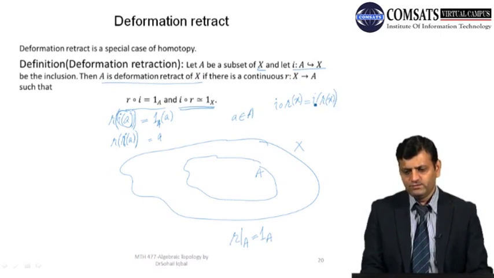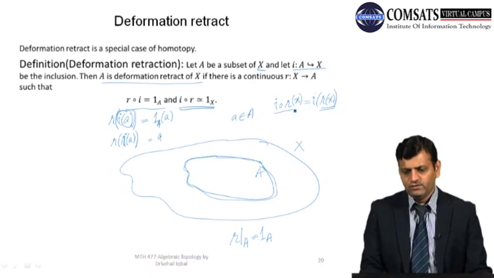So this I is just making sure that we are embedding A into X. In other words, we are regarding A as points of X. So R of X is a point of A. In other words, R is taking points of X to A, and A is embedded into X. So the image of this is just A, which is contained in X.